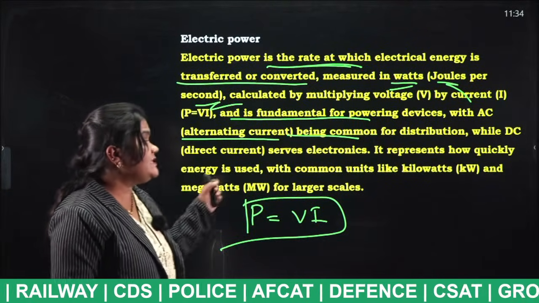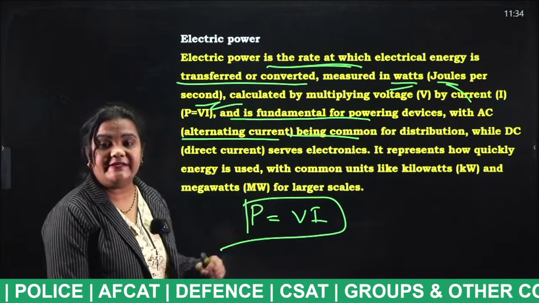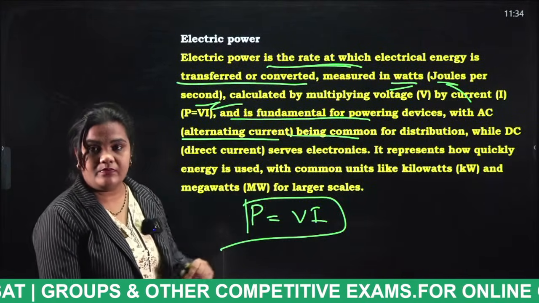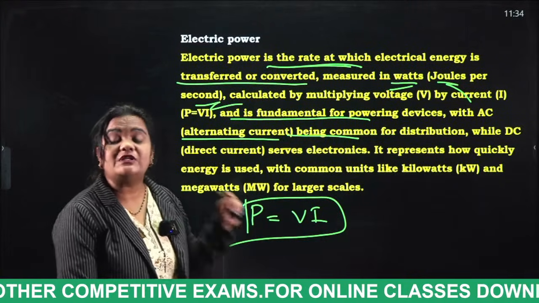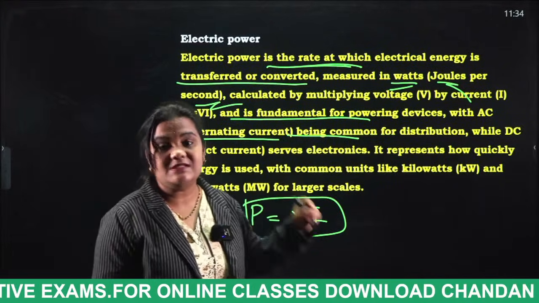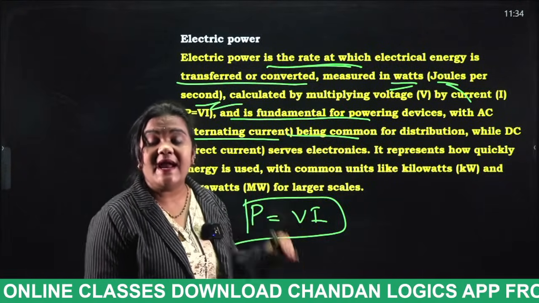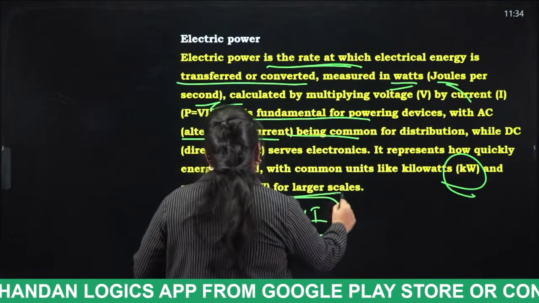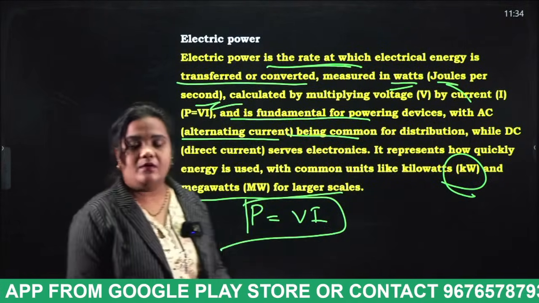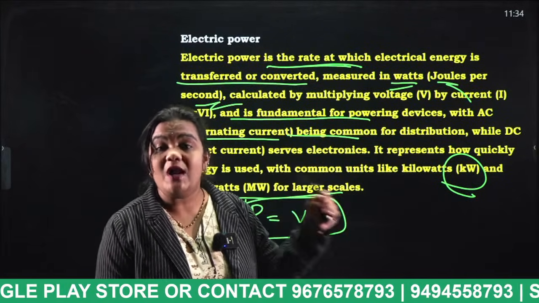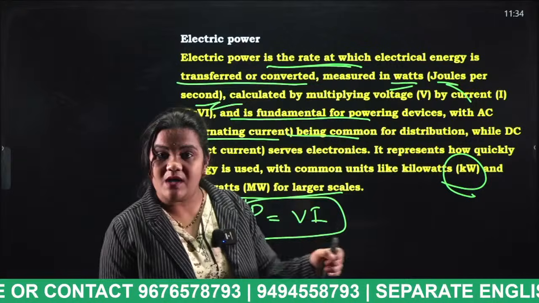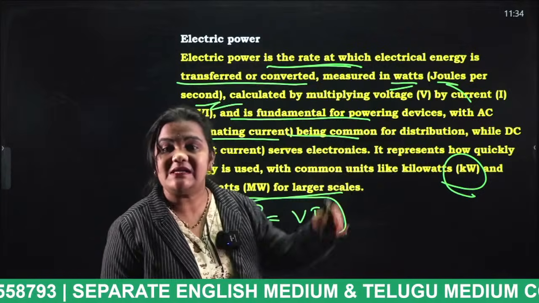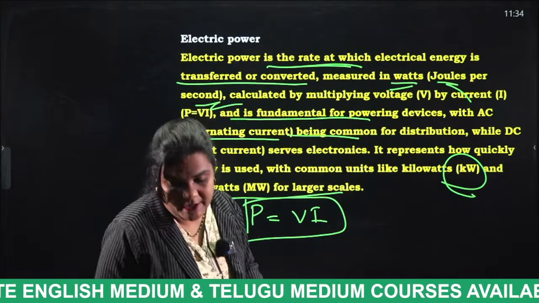So, this is one thing, students. For smaller quantities, the electric power unit is watts. Remember, very important point. For larger quantities, the electric power unit is kilowatts, and megawatts for larger scales. Okay, note this point, students. For smaller quantities, the unit is watts, and for larger quantities, it may be kilowatts or megawatts. Know the difference. Okay. Next.